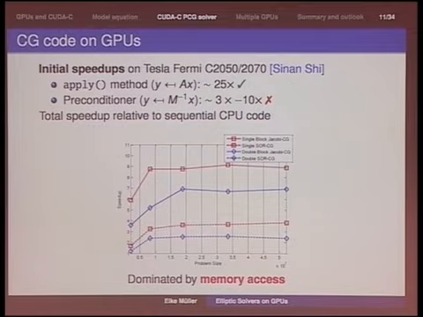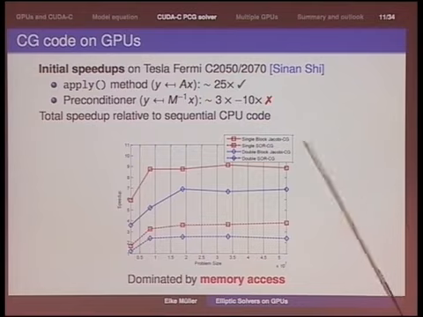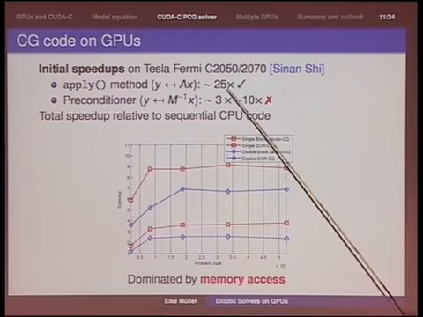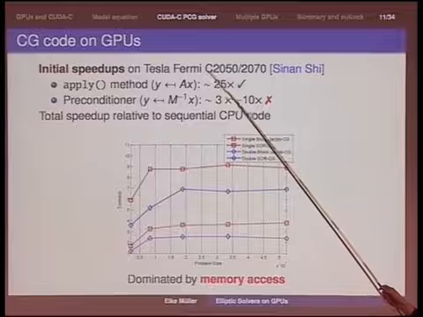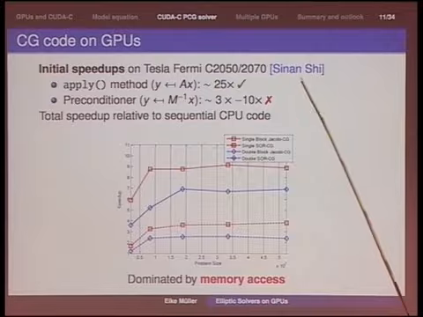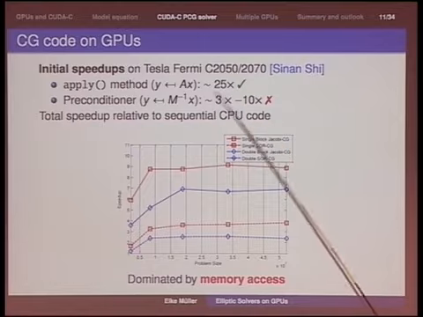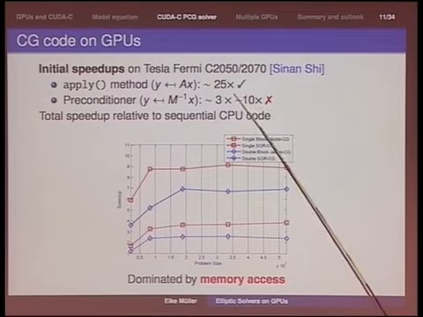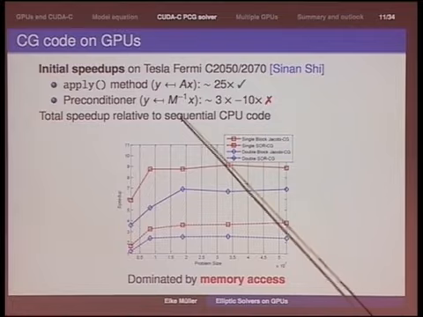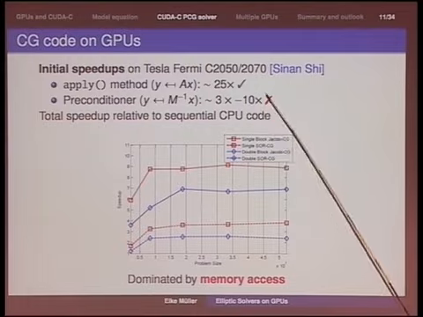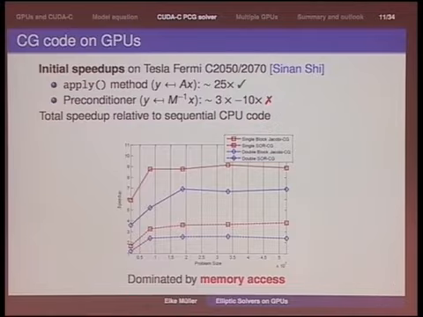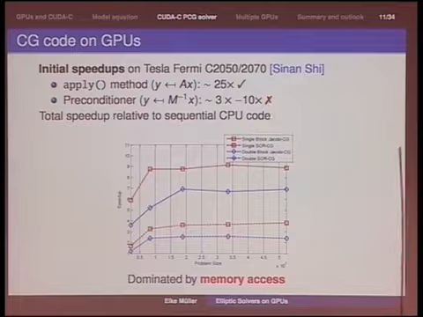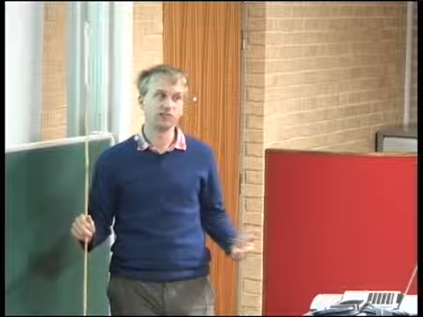Okay, so that's what Sinan did, and he did it on this Hector GPU testbed, which has a slightly different GPU. This is a bit slower than the one I used for these realistic runs. For the apply method, he got quite a good speed up, of a factor of 25. That's relative to one thread on the CPU. And for the preconditioner, he got a not very good speed up. He did some shared memory optimization, but only got a speed up of 3 to 10, which is not very good, because the CPU also has, I don't know, 10 or 16 cores.